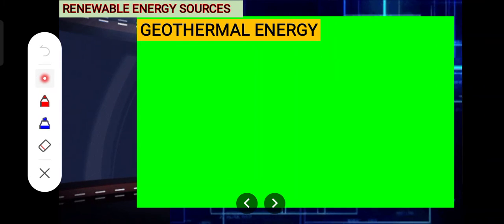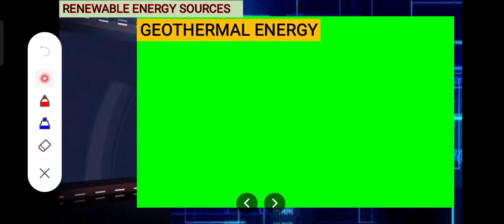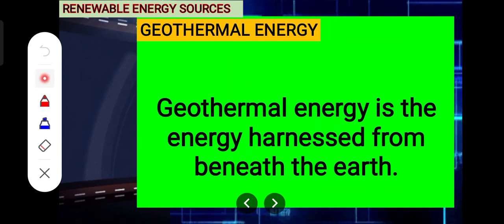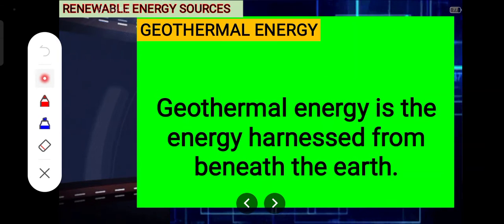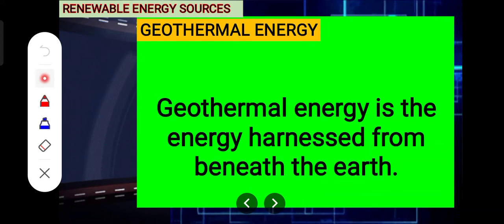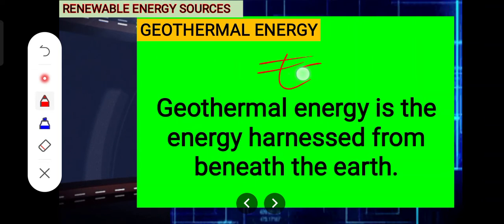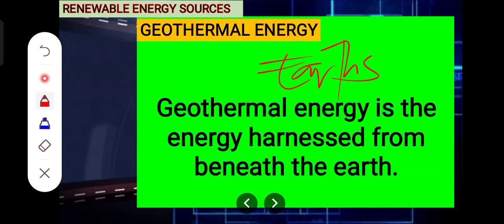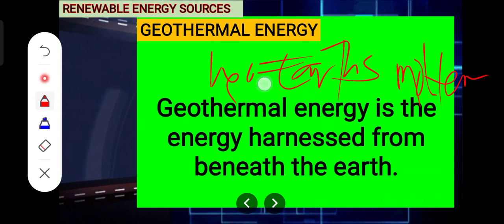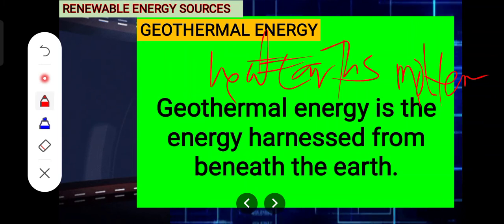So there are different renewable resources. So first, we have here the geothermal energy. As we all know, geothermal energy is produced by the heat of Earth's molten interior. So geothermal energy is the energy harnessed from beneath the Earth. Energy produced by the heat of Earth's interior, the heat of Earth's molten interior.